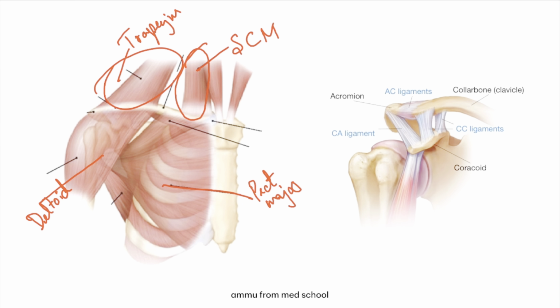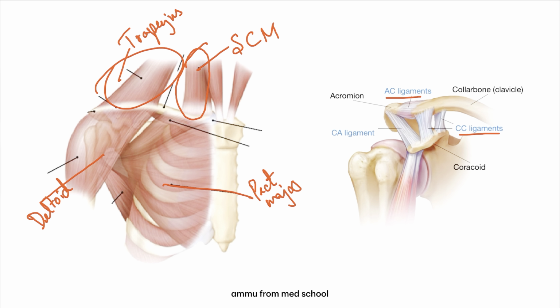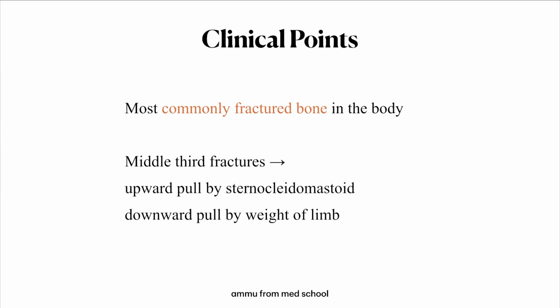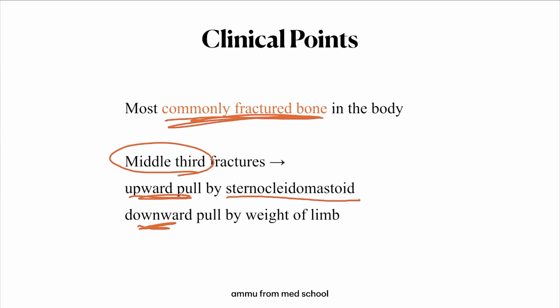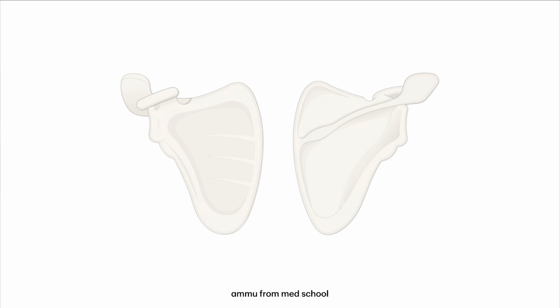Moving on to the ligaments quickly, you have AC and CC. AC is the acromioclavicular ligament, and CC is the coracoclavicular ligament. Moving on to the clinical points, it is the most commonly fractured bone. In middle third fractures, the upward pull is by sternocleidomastoid, and the downward pull is because of the weight of the limb, as gravity says.